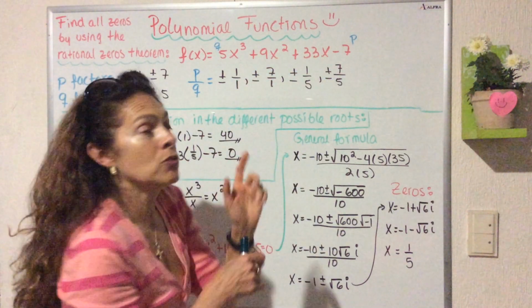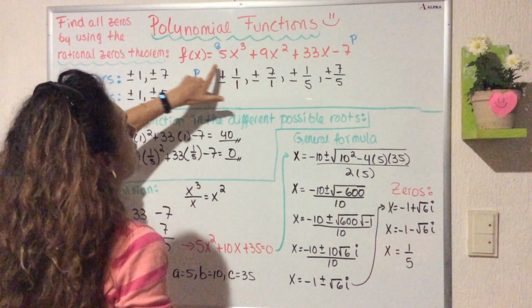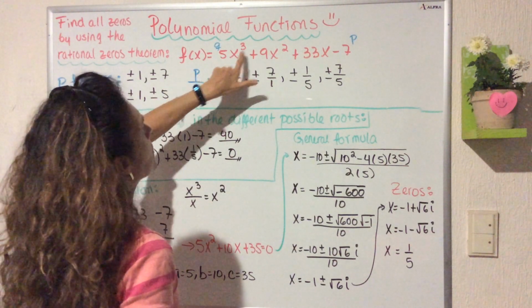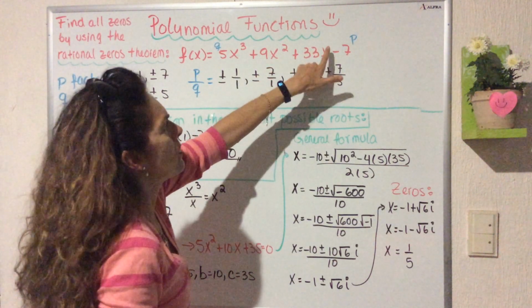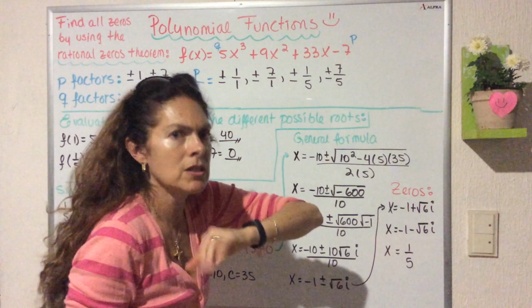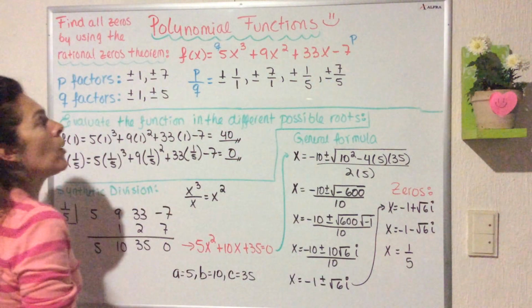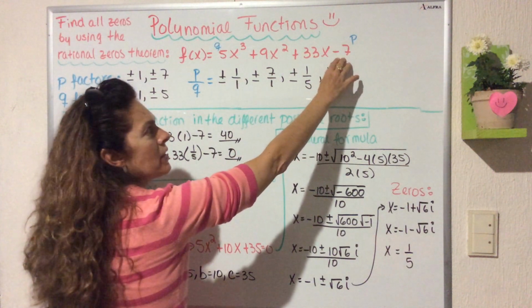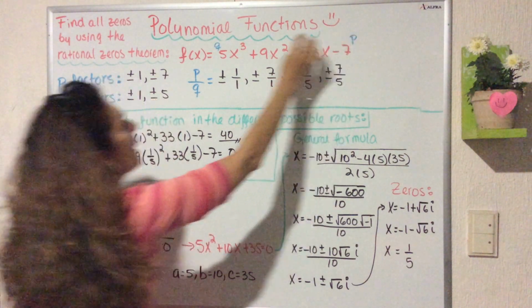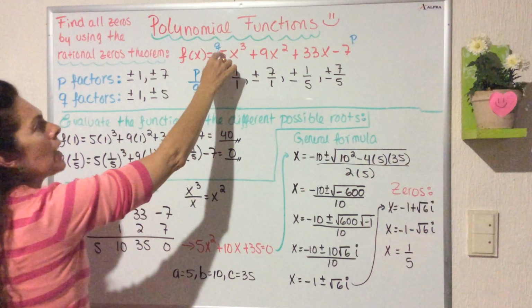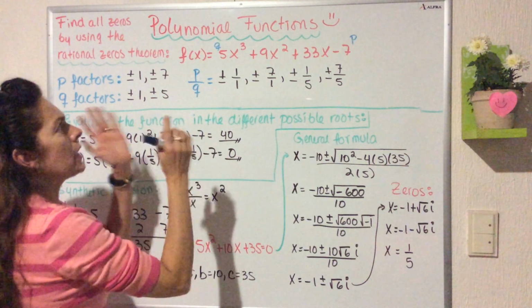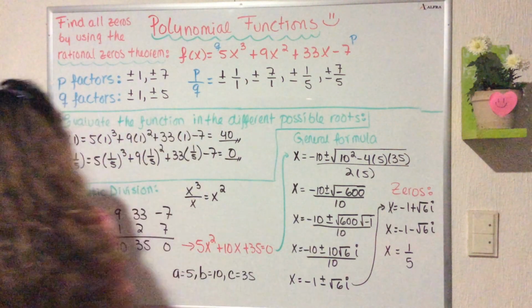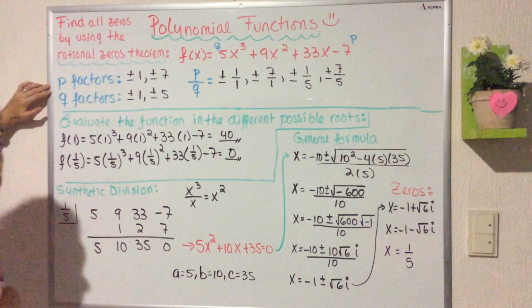Remember, first of all, we are going to check if this is already sorted, so this is x to the third, x to the second, x to the 1, x to the 0. This is already sorted. Now, remember, the independent term is going to be our p, and the leading coefficient our q. Once we have identified them, we are going to look for the factors of each of them.